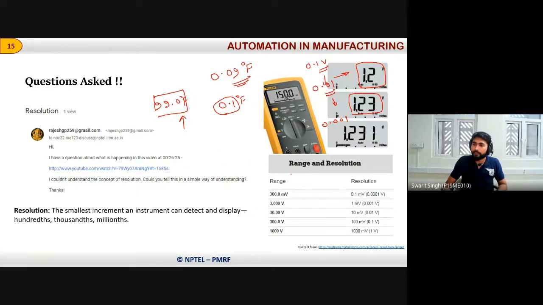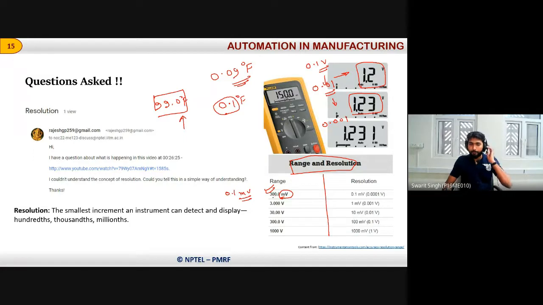So here is a range versus resolution table. Here it is showing millivolt, and after decibel it is 0.1. So 0.1 millivolt will be the resolution of this particular instrument which is measuring this, right?